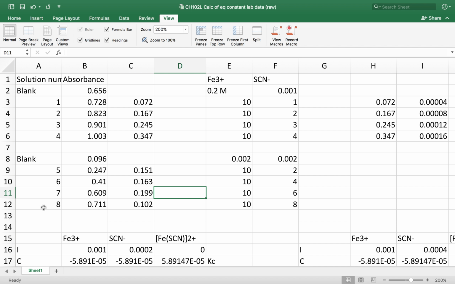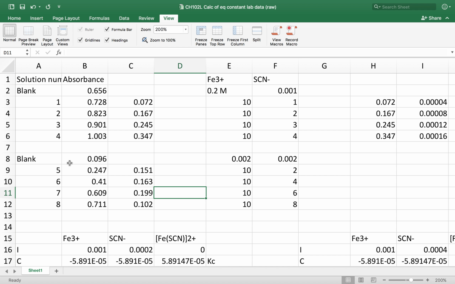If you'll remember, we did eight different solutions. We had a set of standard solutions that was these first five. There was a blank, and then there were five solutions, and then we had a set of experimental solutions.